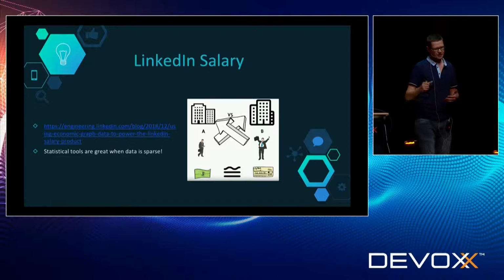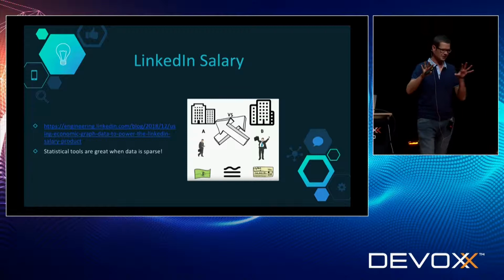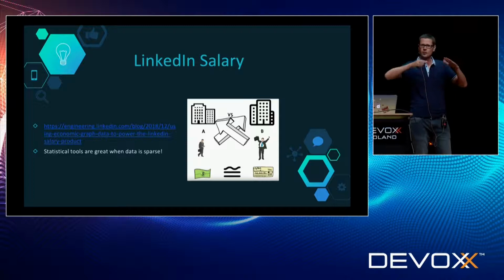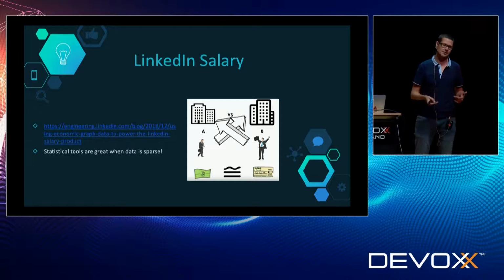Fortunately, statistical tools are great when your data is sparse. So the intuition that we are using here is that if there are two companies, A and B, and we see somewhat equal migration of employees from one company to another, we assume that those companies probably have similar salary, right? Because you probably won't be going to a company if they lower your salary, typically. So that's the basic intuition.